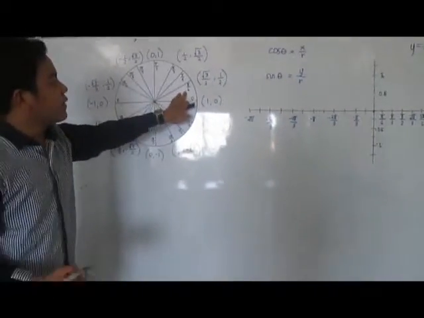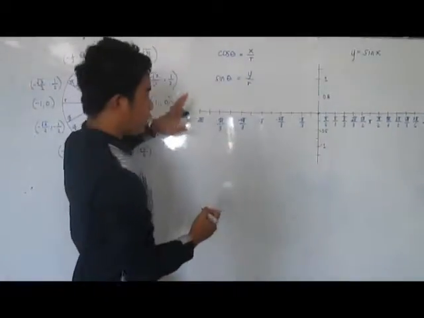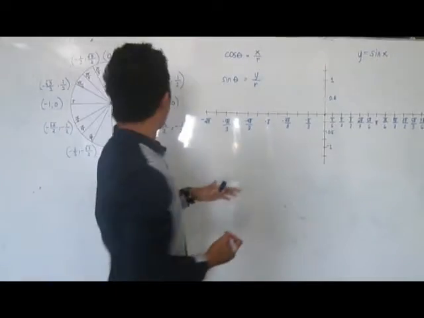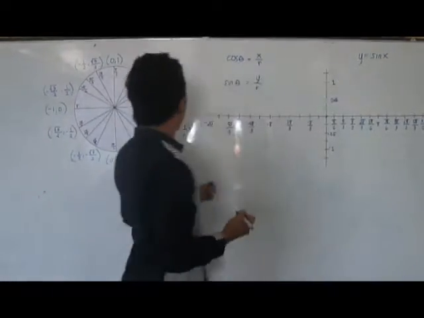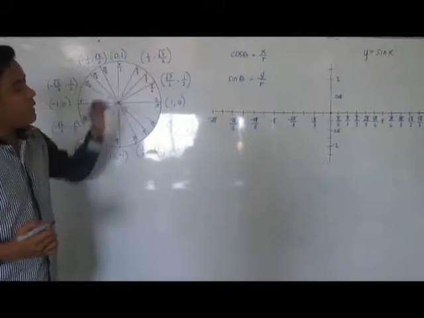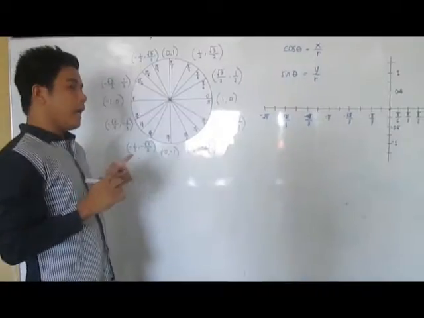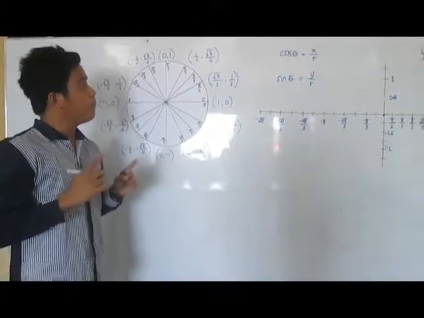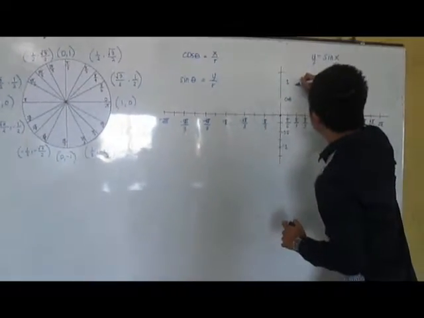At pi over 6, the value of our sine y is 1/2, which is equal to 0.5. So that's pi over 6, 1/2. It's here. At pi over 3, the value of our y is square root of 3 over 2, which, if you use your calculator, is approximately 0.87. So that's somewhere here.